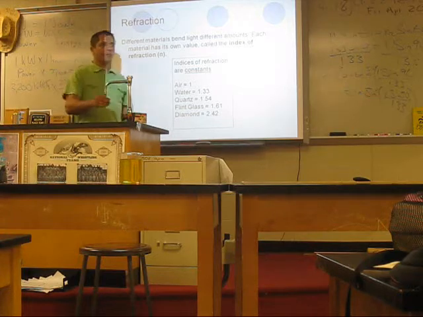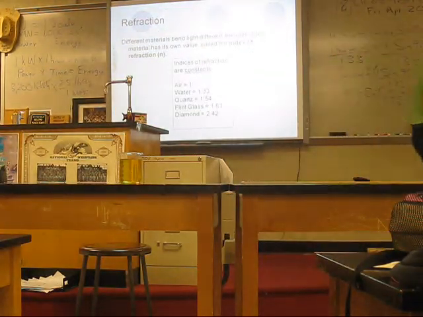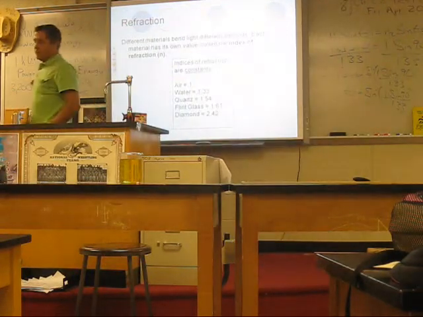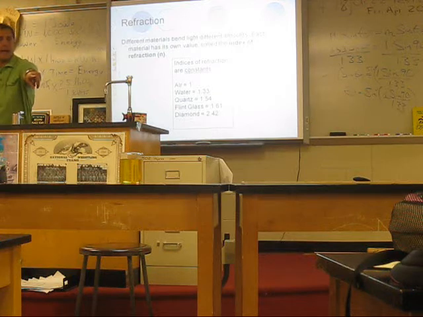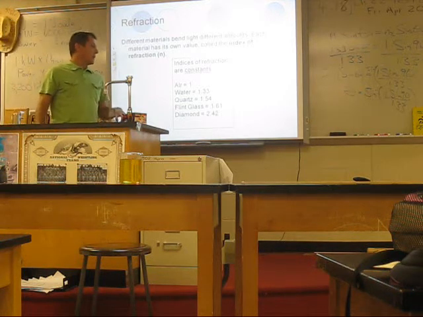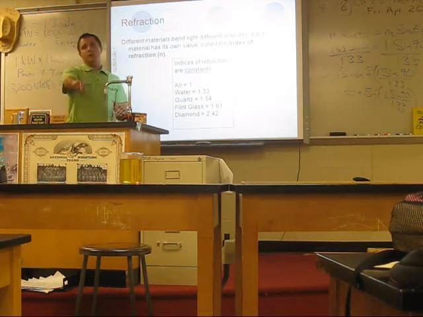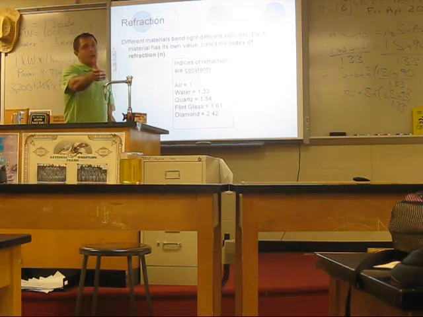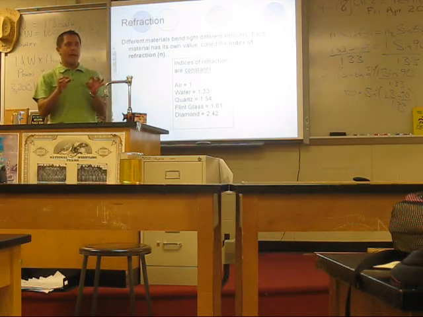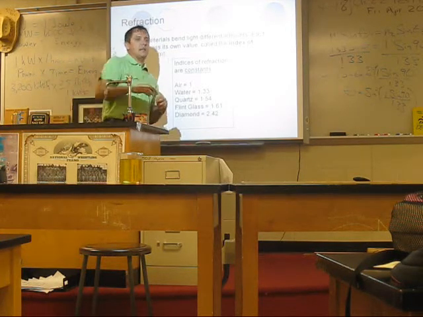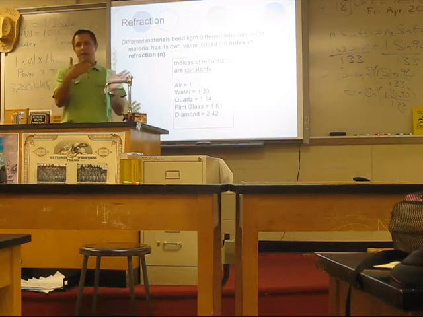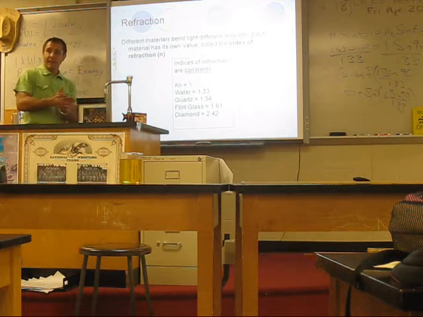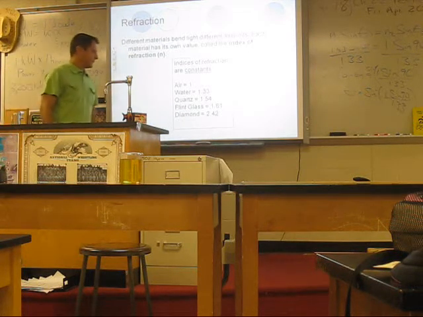So light will travel slower when it goes through different substances. Now, the reason that happened with the oil is because the index of refraction of the oil is equal to the index of refraction of the glass we're using. That's why you can't see the glass, because they have the same index of refraction. So the light's not going to bend back and forth when it goes through it. Cool, huh?